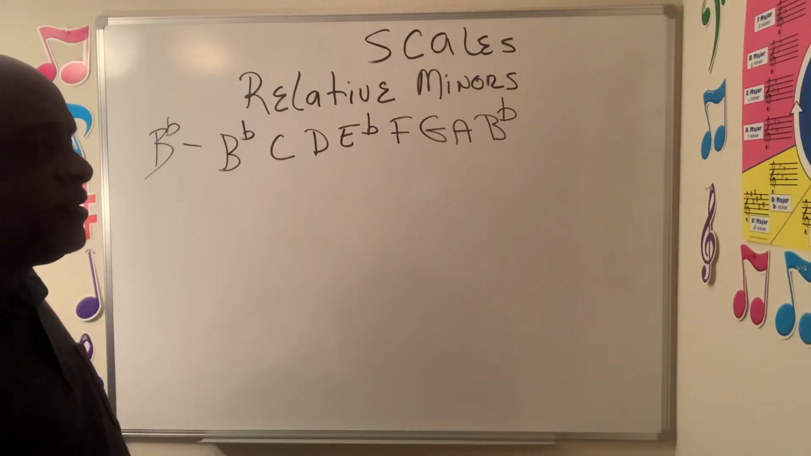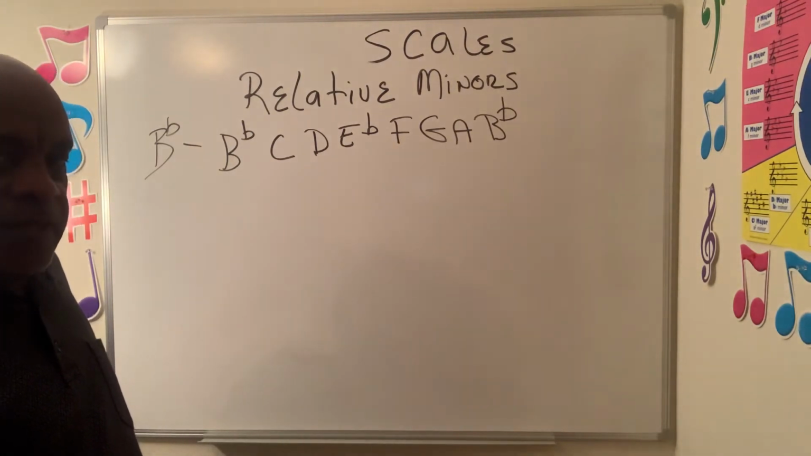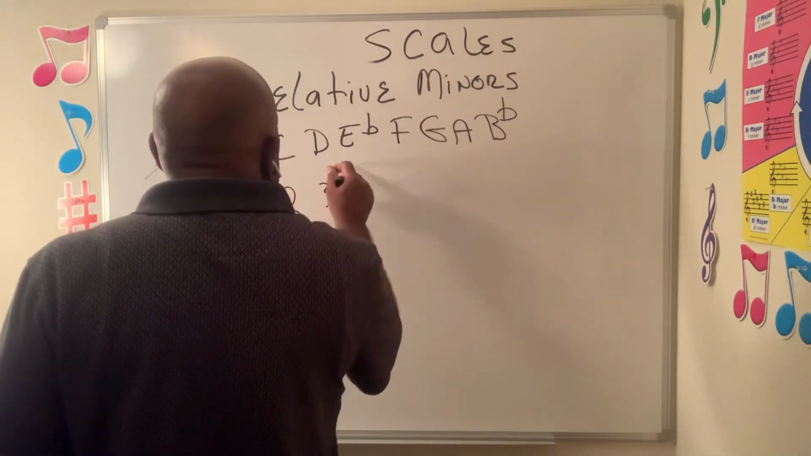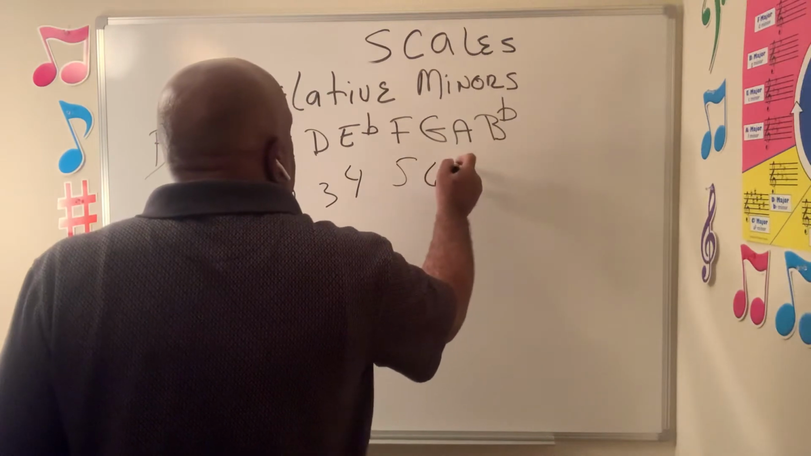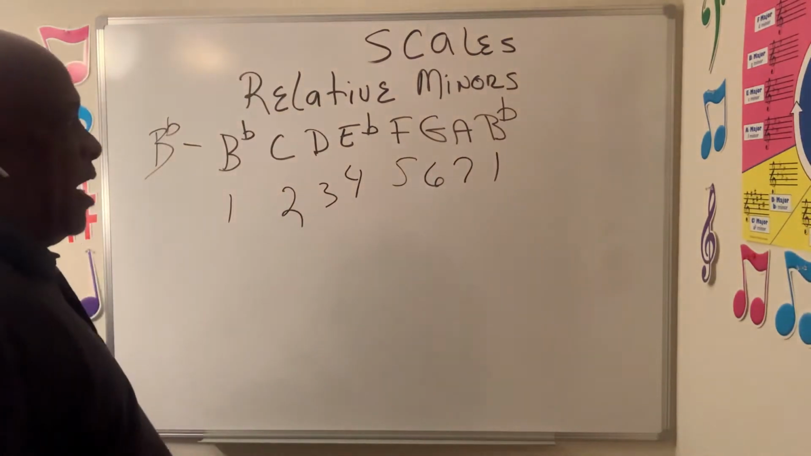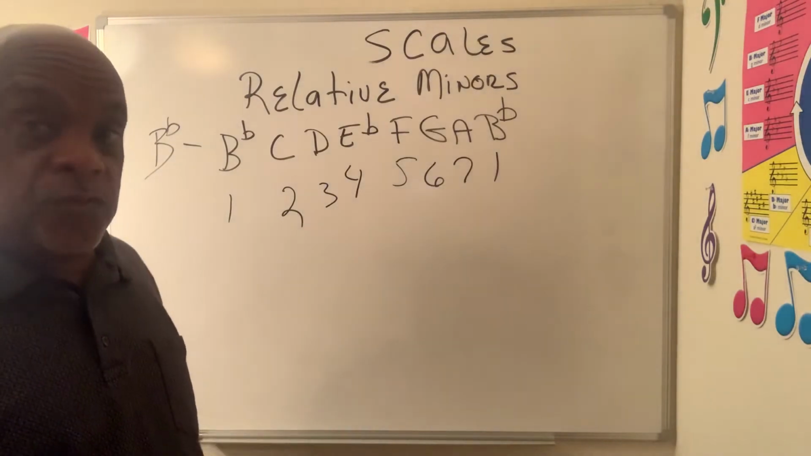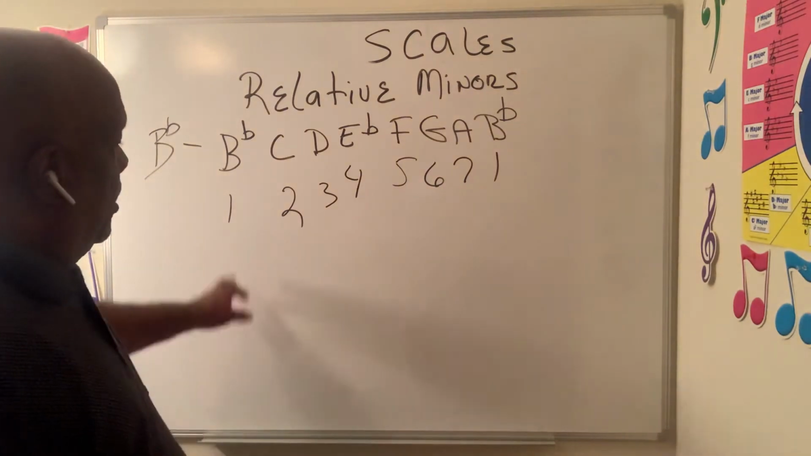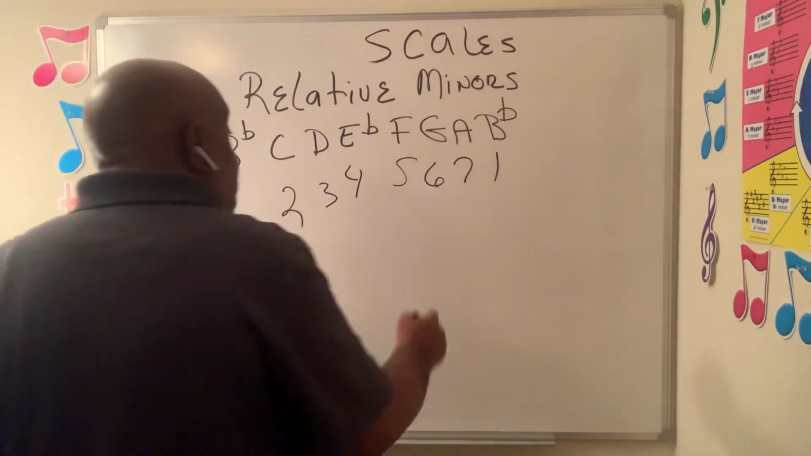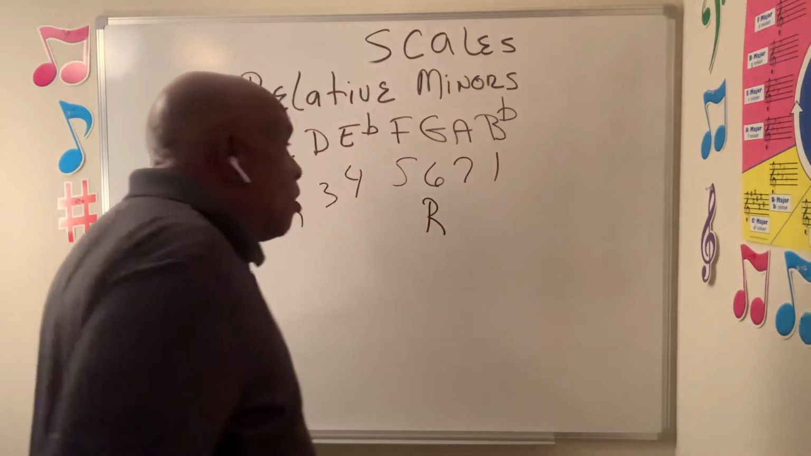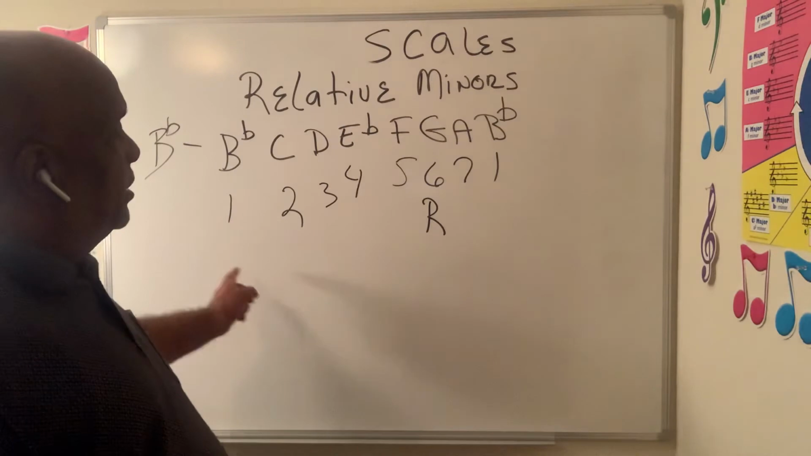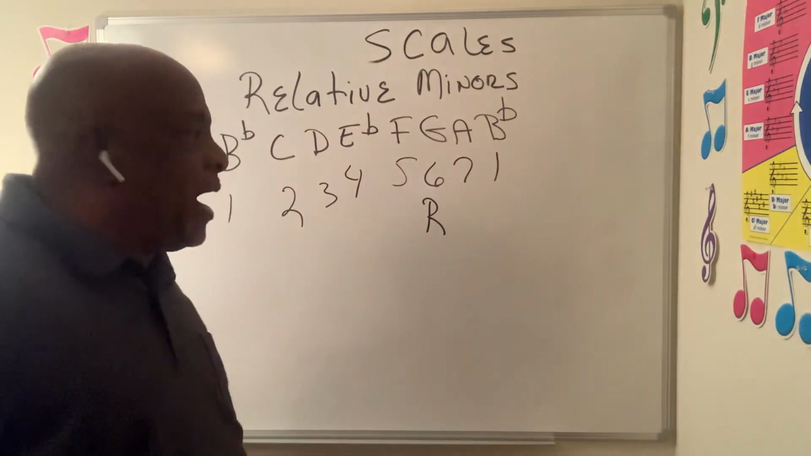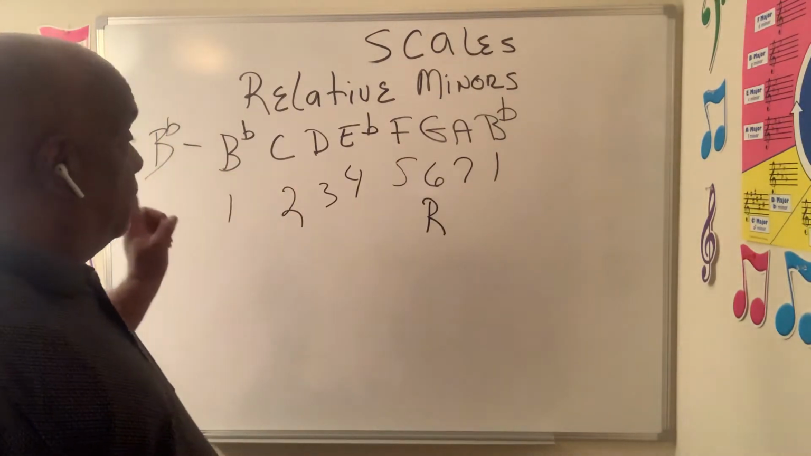See if you can tell me what the relative minor of B flat is. Okay, let's look at it. 1, 2, 3, 4, 5, 6, 7, back to the 1. Now, if you remember what I said as to how to find the relative minor, that's going to be pretty easy, right? All right, so here we go. 1, 2, 3, 4, 5, and 6. Remember, I put an aura for relative minor. So the sixth of the B flat scale is G. So G minor is the relative minor of the B flat scale.